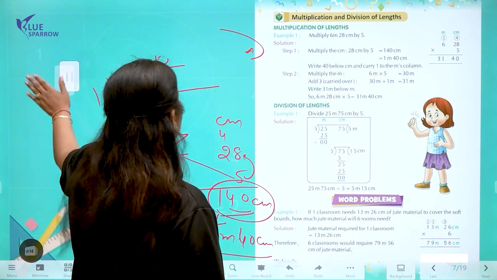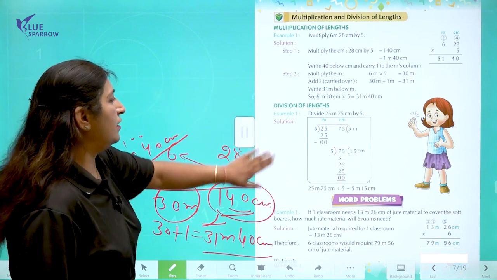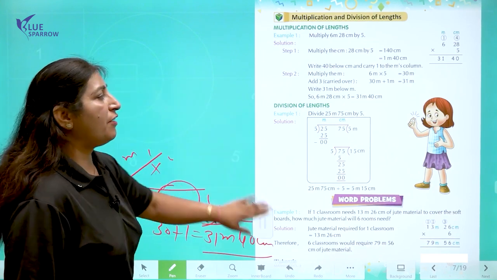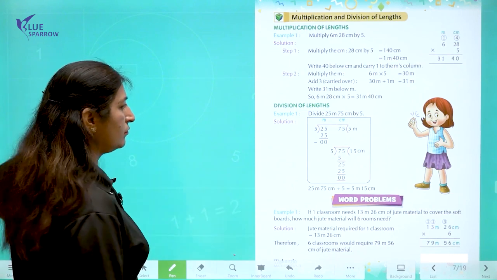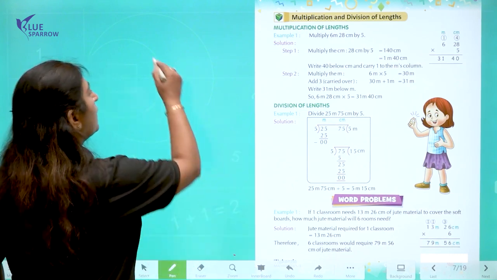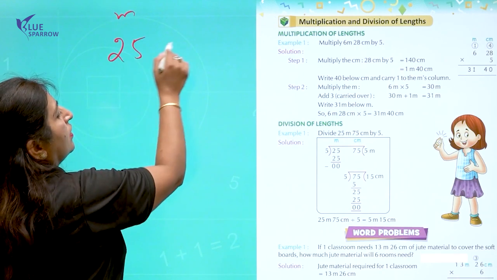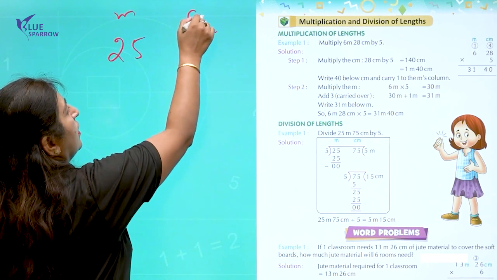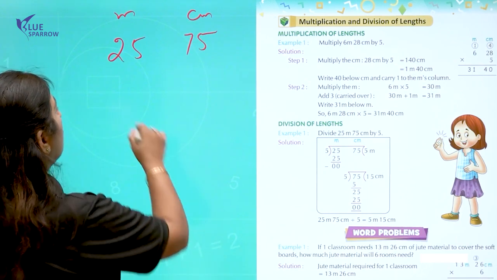Now we try to solve the division of lengths. Example number 1 given here is you have to divide 25 meter 75 centimeter by 5. 25 meter and 75 centimeter are given to you and you are asked to divide this length by 5.